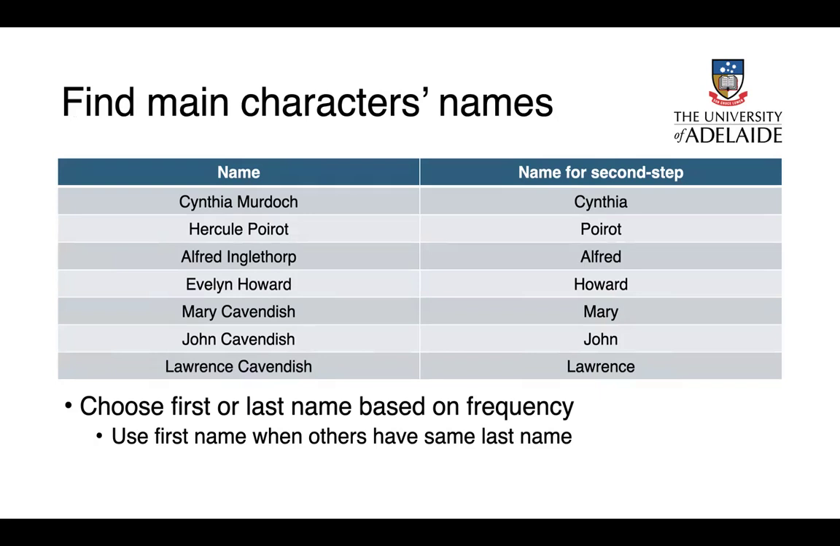This is the list. After we get their names, we need to choose first or last name for the second step. And we choose it based on frequencies. For example, for Cynthia Murdoch, Cynthia appears more often than Murdoch, so we use Cynthia for the following step. And if multiple characters have the same last name, then we use the first name for the second step.